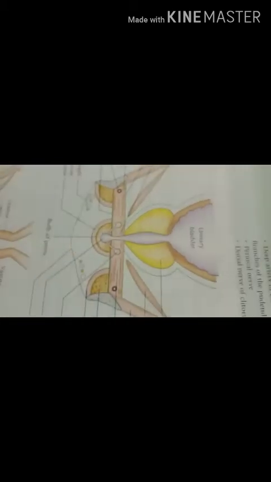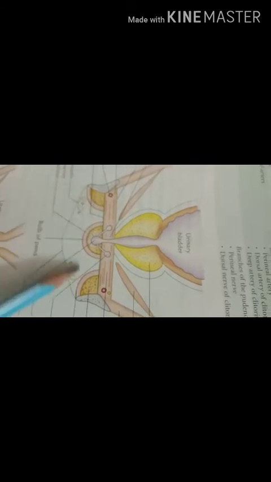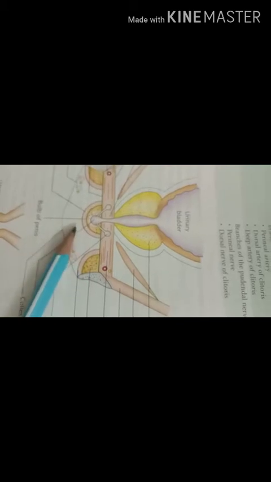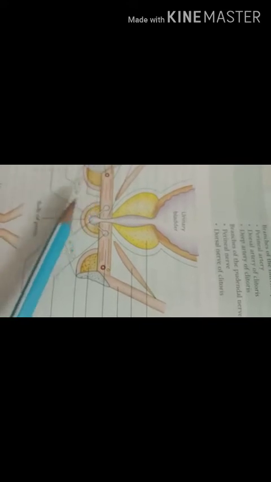Then the structures which are present in the superficial perineal pouch. For this we should see another diagram. We should see the structures present here in the superficial pouch. So first is the root of the penis and the bulb of the penis. So here you can see the root of the penis and the bulb of the penis, and on both lateral sides, the crura of the penis, this one.